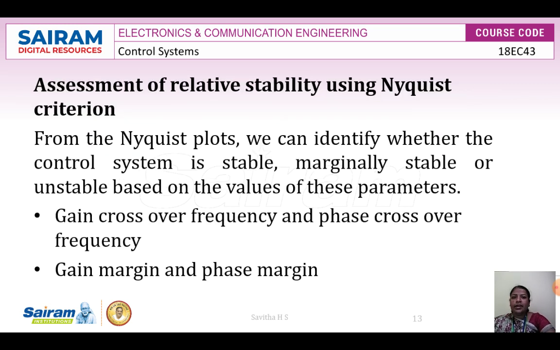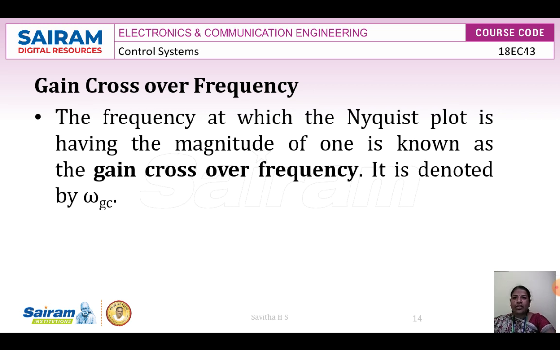Assessment of relative stability using the Nyquist criterion. From the Nyquist plot, we can identify whether the control system is stable, marginally stable or unstable based on the values of these parameters, that is, gain crossover frequency, phase crossover frequency, gain margin and phase margin. Gain crossover frequency: the frequency at which the Nyquist plot has a magnitude of 1 is known as the gain crossover frequency. This is denoted by omega gc.